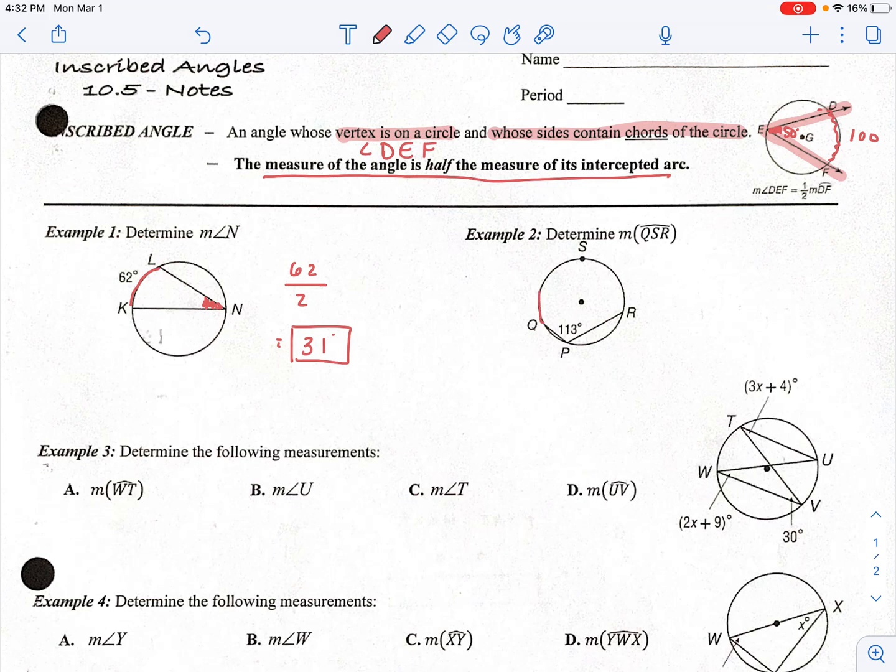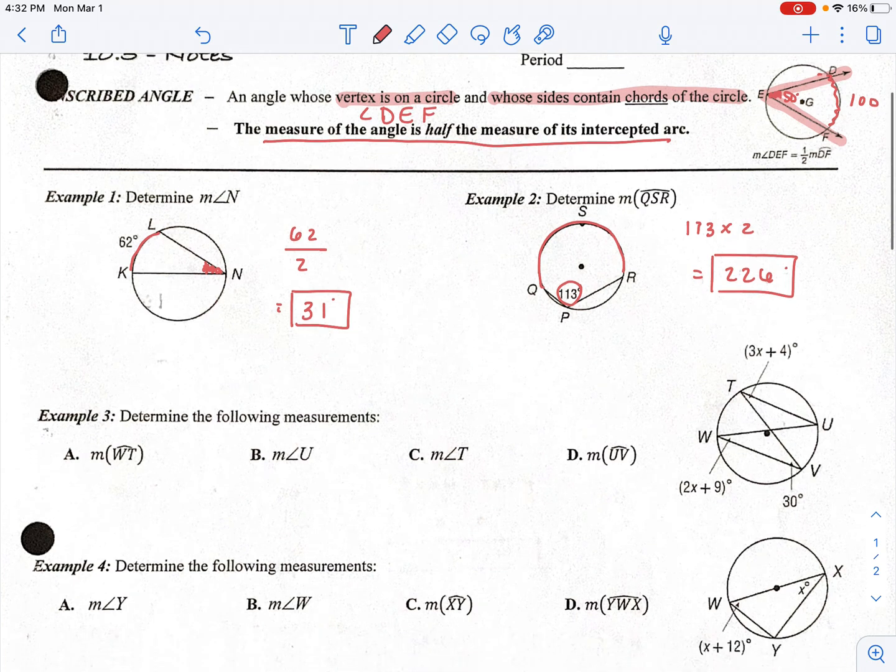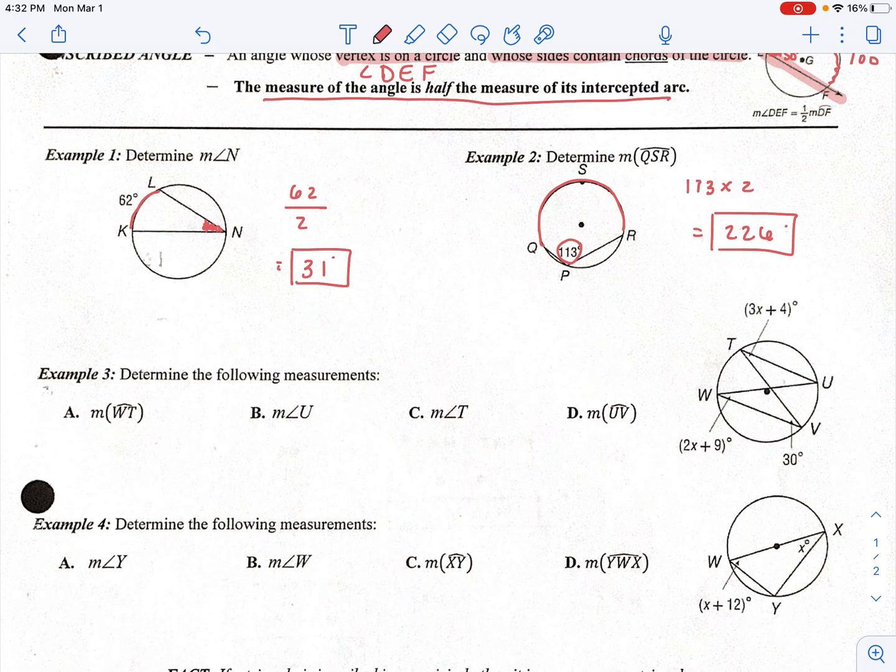They want us to determine what QSR is. Q to S to R. That is the actual arc. They give us the inscribed angle of 113. That's half of the arc. If I take that angle and I multiply it by 2, that should give me my arc, which is 226. So working backwards there.